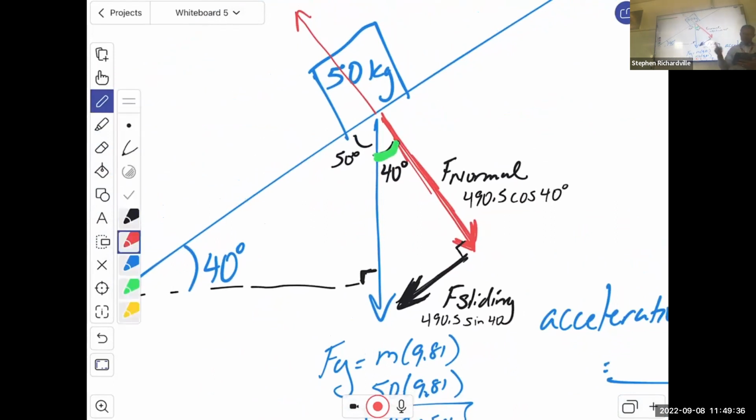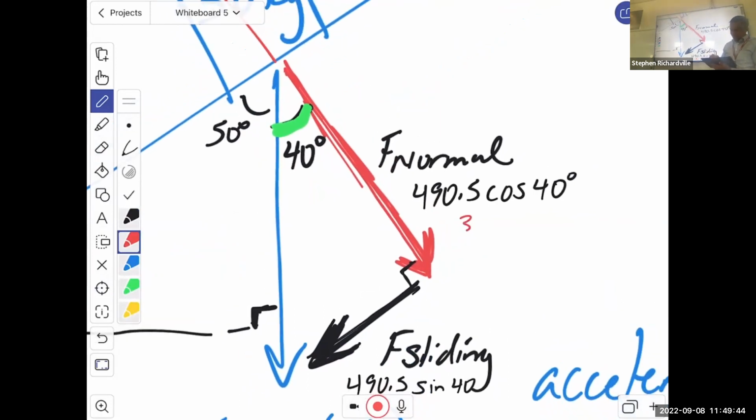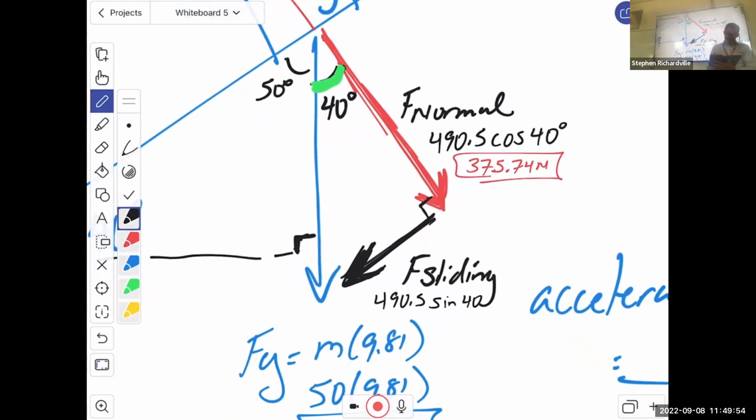So the normal piece is cosine 40, 490.5 cosine 40. 75.74. Almost done. This is our last example today. The sine piece, 15.21.